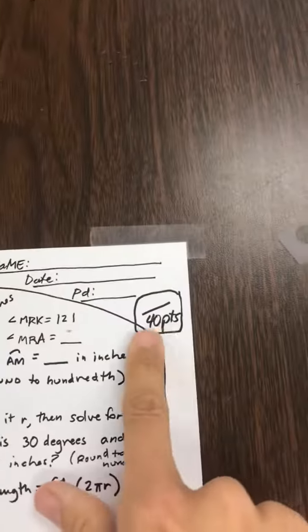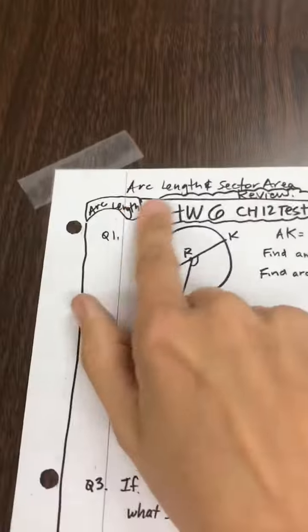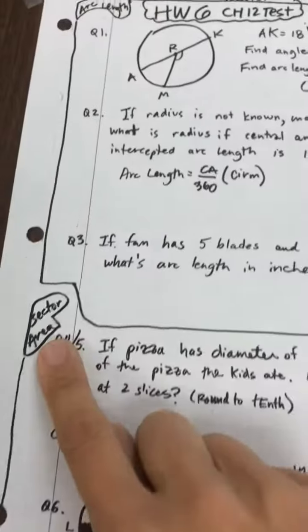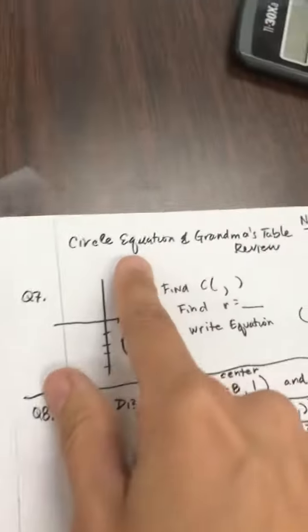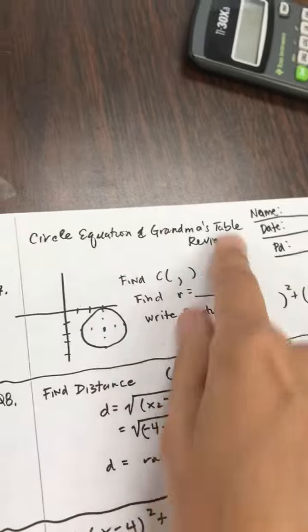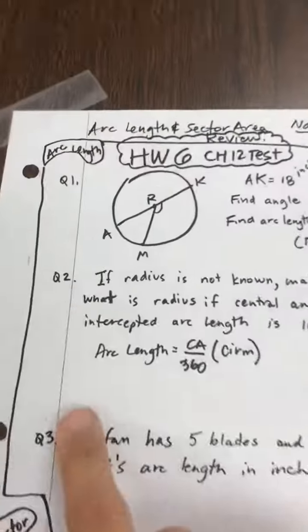Hi, welcome. Here's the review, and remember it's worth double, so make sure you do it. Now there's 4 points. You can kind of think of each section as 10 points. I'm going to make a video just on arc length, then sector area, then circle equations, then these grammar table type questions. Okay, so let's get started.